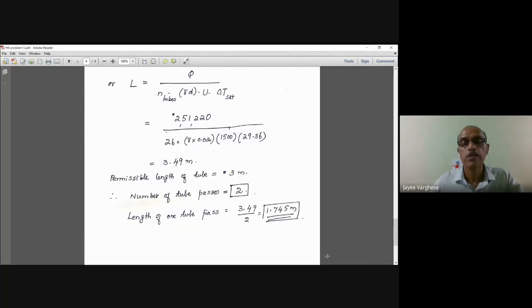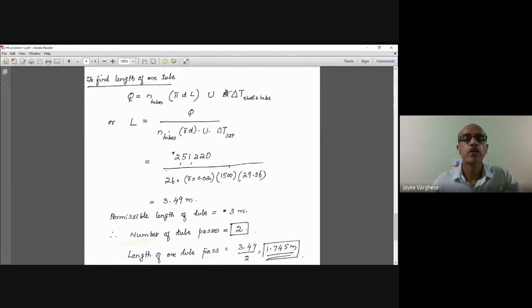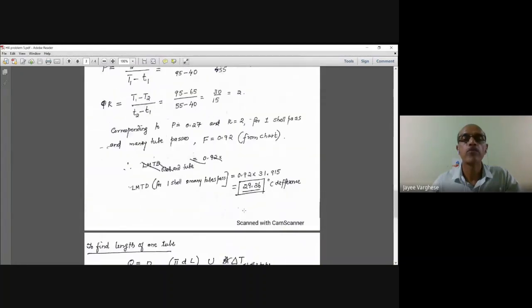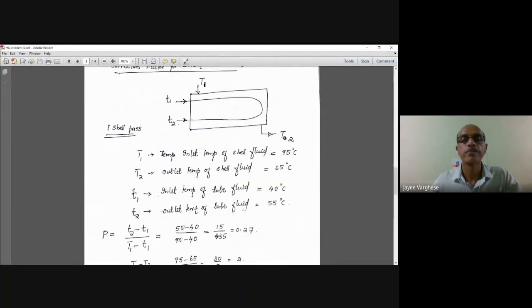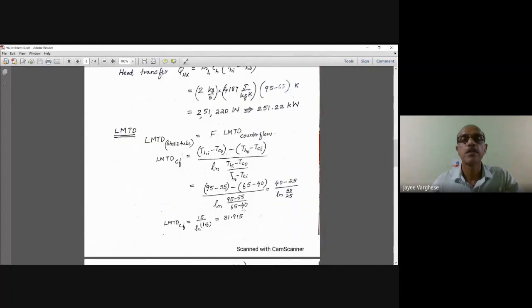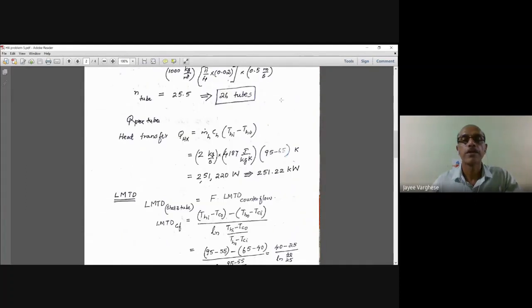So these are the answers: number of tube passes and length of tube per pass is 1.749, and the total number of tubes is already found out to be 26 in a previous calculation as shown here. So we will stop.